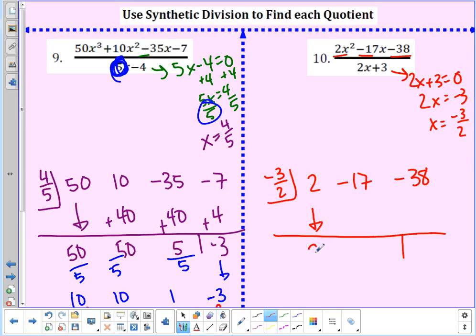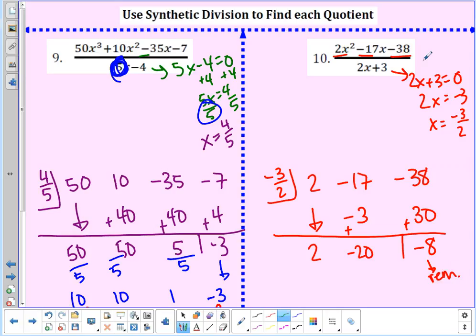2 comes down. Then negative 3 halves times 2. That'd be negative 6 halves, which is really just negative 3. Add them up and you get negative 20. Negative 3 halves times negative 20. Well, first of all, you know a negative times negative is going to be positive. Second of all, 20 divided by 2 is 10. And then 10 times 3 gives me 30. So this is 30. Add them up, negative 8. So negative 8 is your remainder.